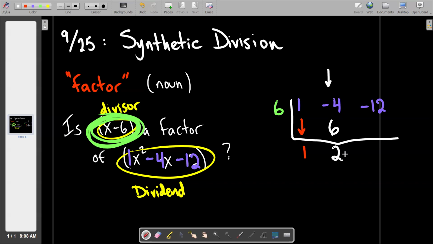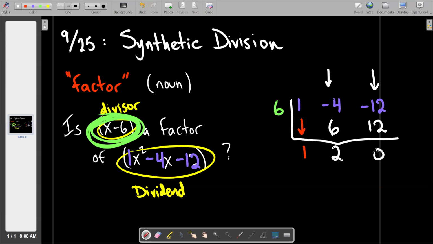Now take your green number and multiply it down diagonally. That 6, the green number, just keeps multiplying by all the guys we stick down on the bottom, right? What's 6 times 2? That goes here. 6 times 2, 12. Add again, what's -12 plus 12?